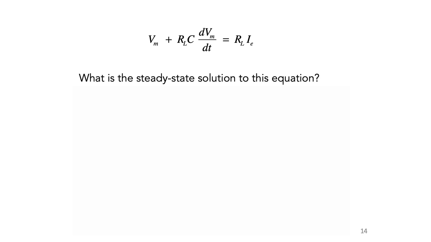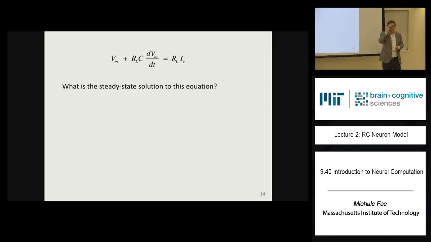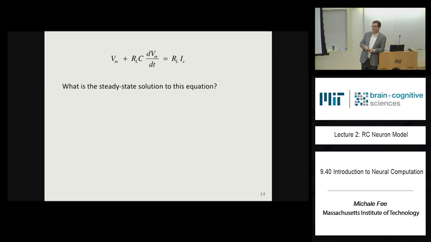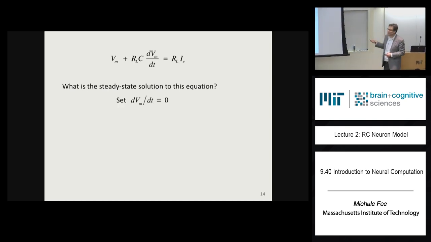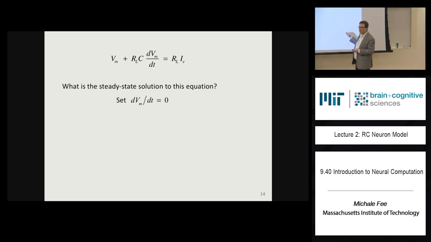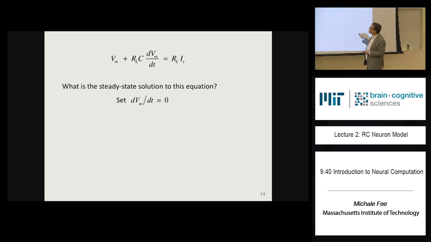But first, we're going to calculate the steady state solution to that equation. So bear with me. Hang on. It's all going to make sense in a minute. Does anyone know how to calculate the steady state solution of a differential equation? Yes. Good. What's your name? Rebecca. So you set the derivative to 0. So let's do that. Set dV/dt equal to 0. And what do you find? Sorry, we flashed the answer up there. What do you get if you set dV/dt equal to 0?